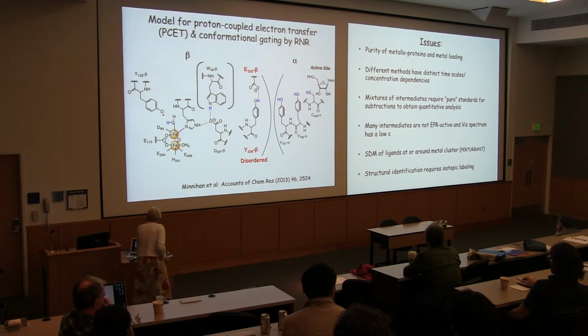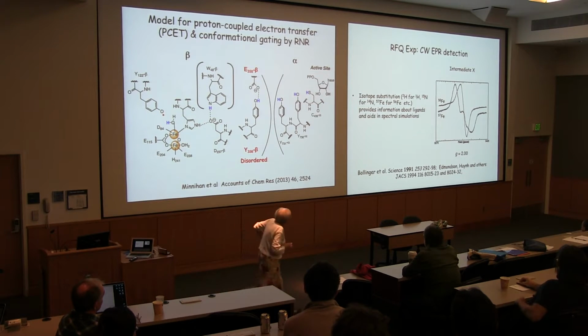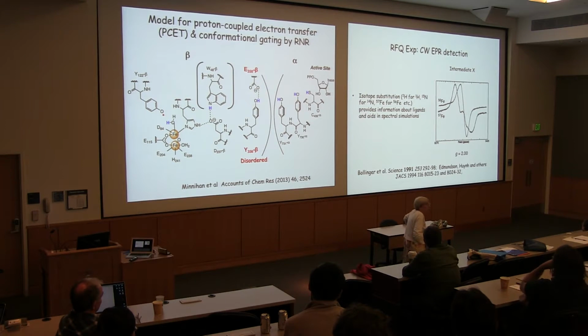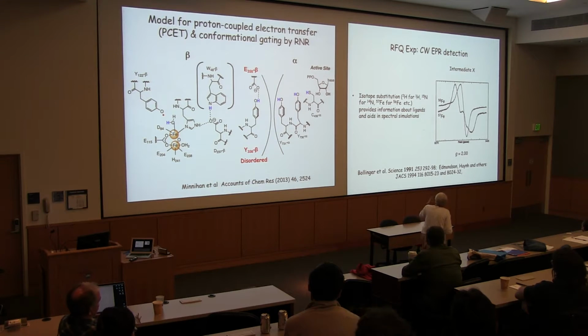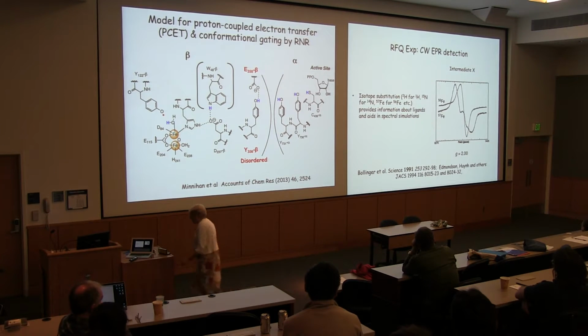Okay, so this is intermediate X, which Marty found when he was a graduate student. And this is the signal. It has a g value of 2, looks like an organic radical. Okay, and so we were delighted when he did freeze quench EPR with Dale and found that when we replaced the iron 56 with iron 57, he could see broadening, which suggested that this was a metal-based radical. What the structure was, was debated.